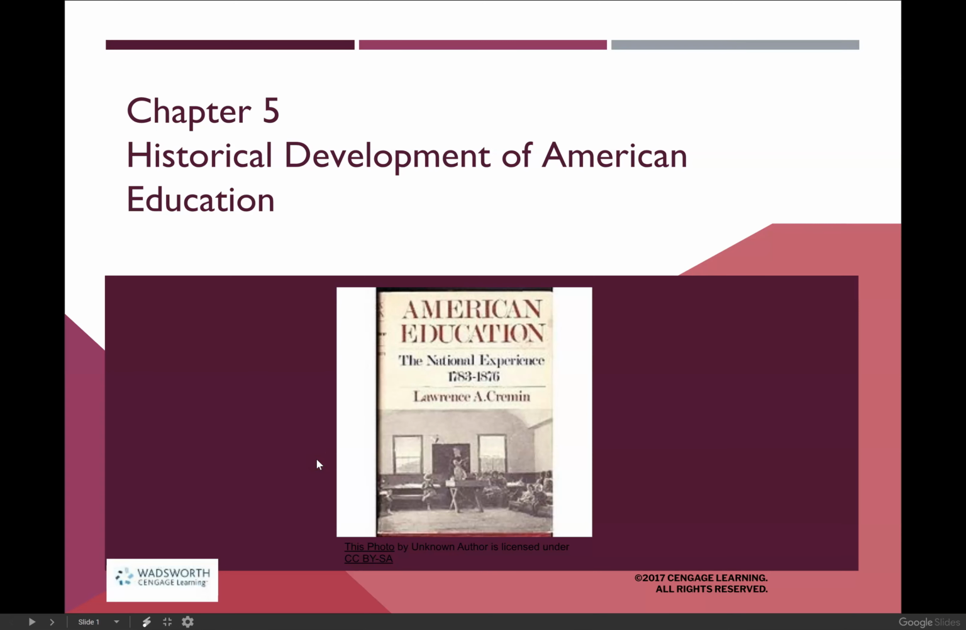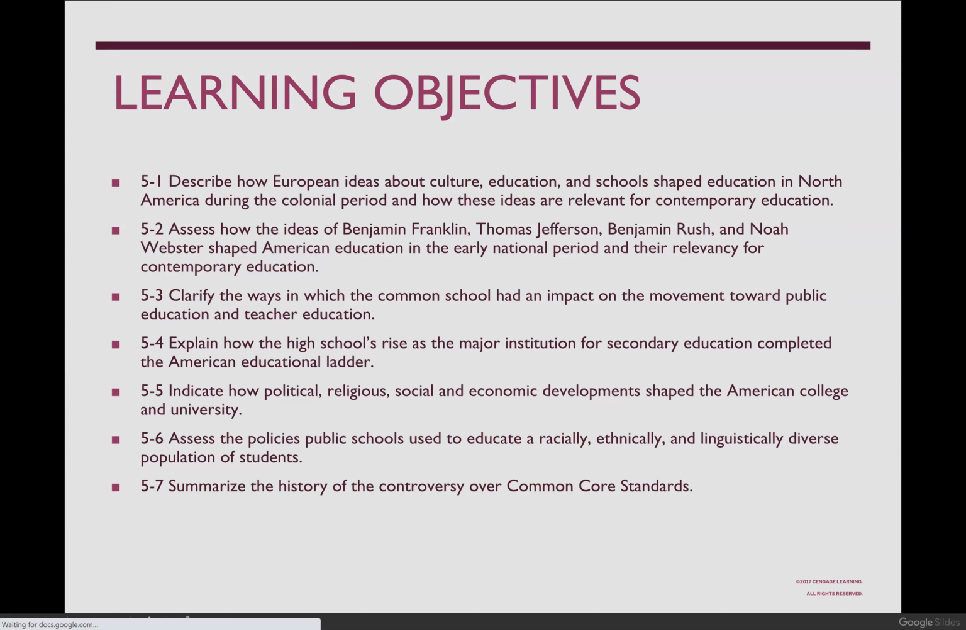All right, let's look at chapter 5. So this is the historical development of American education. So we're looking at after the United States was formed and colonial periods and the change since then. So we have 7 objectives. I didn't shorten them this time. And so we see a lot of key names that we've probably heard before and then try to look through the lens of what teaching is today.